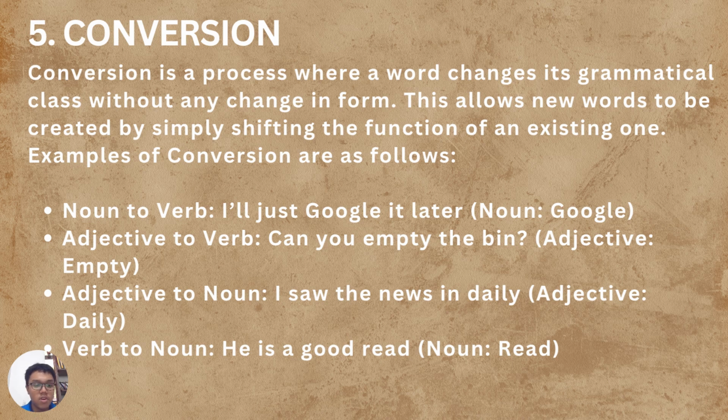The last two types are relatively quick, so we're just gonna blitz through them. Conversion is a process where a word changes its grammatical class without any change in form. This allows new words to be created by simply shifting the function of an existing one. Examples of conversion are as follows. Noun to verb. I'll just Google it later. The noun is Google.